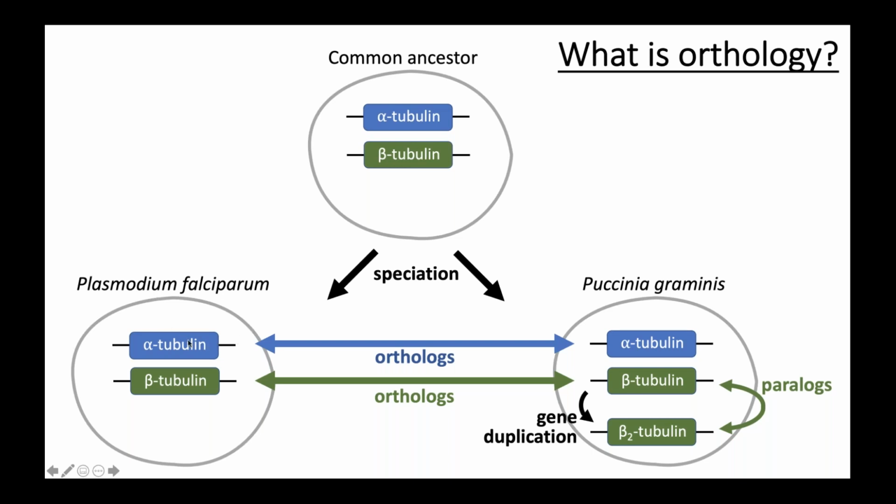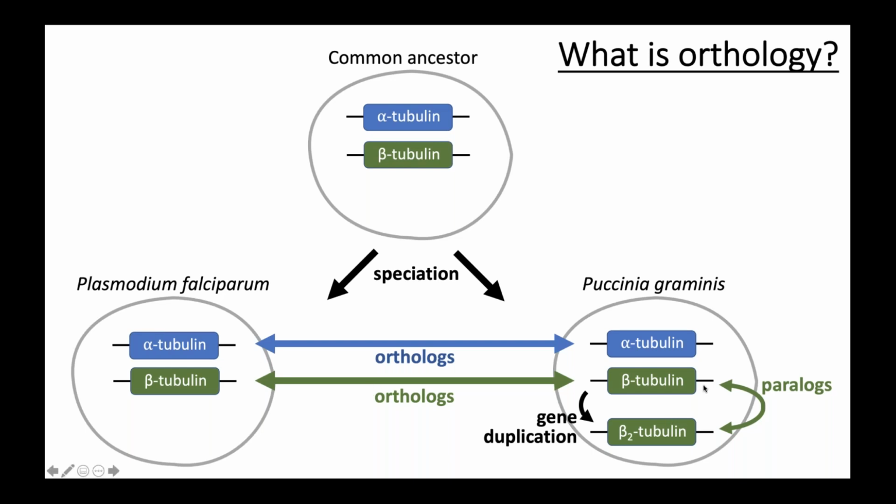Alpha tubulin in Plasmodium is very highly related to alpha tubulin in Puccinia. It's actually more related to alpha tubulin in Puccinia than it is to its own beta tubulin. And so that's how we can tell it's an ortholog of alpha tubulin and not a paralog of beta tubulin in that particular species. Hopefully that helps. And likewise, beta tubulin is very similar to beta tubulin in the other species, more so than it is to alpha tubulin in the same species.